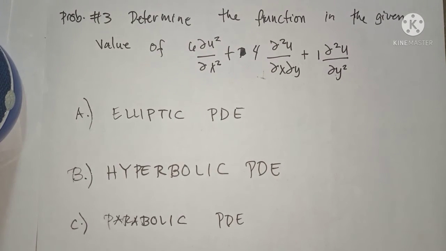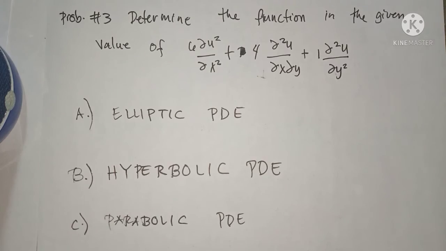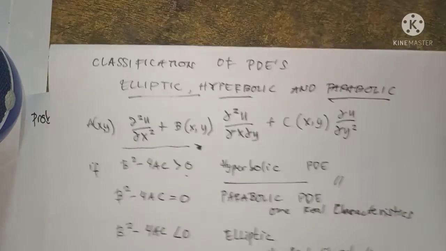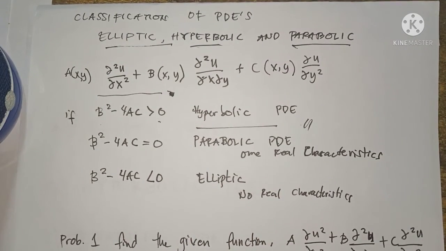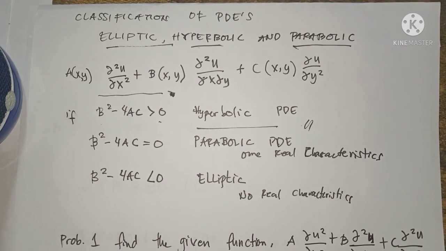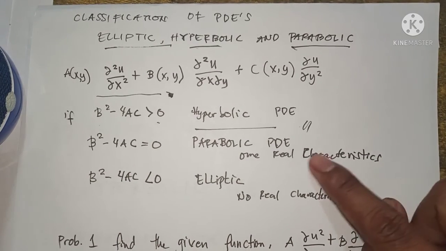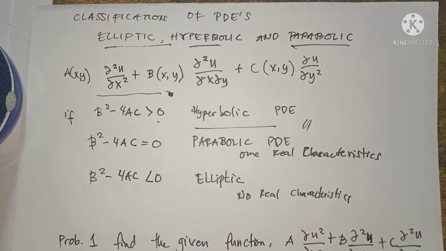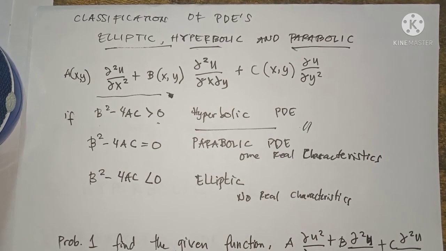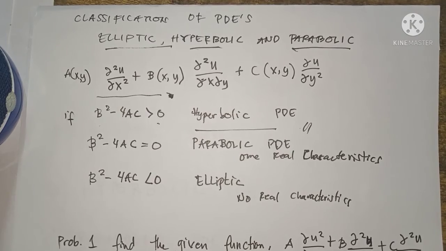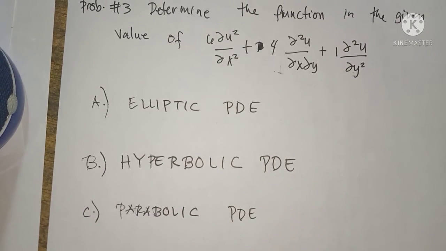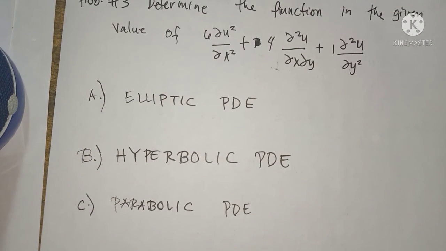So according doon sa nauna kong problem number 1, doon pa lang ay may diniscuss ako ditong classification of PDE. Classification of PDE is elliptic, hyperbolic, and parabolic. So using this formula, b squared minus 4ac greater than 0, ito ay hyperbolic PDE. And then b squared minus 4ac is equal to 0 is parabolic PDE, which is one real characteristics. So ito namang b squared minus 4ac is less than 0, ito yung tinatawag na elliptic PDE, which is no real characteristics.